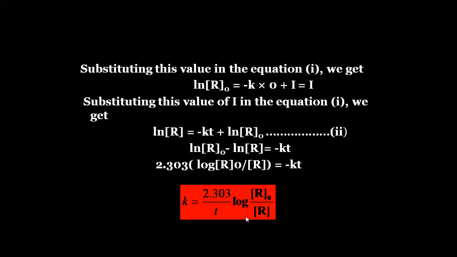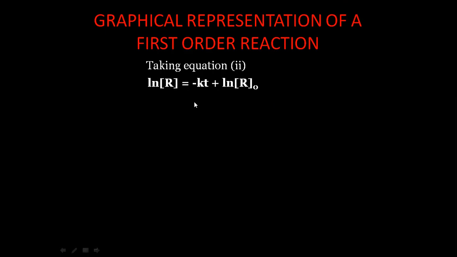That is the expression we call the integrated rate equation, or the value of the rate constant for a first order reaction. Now again, in a very similar way, let us find the graphical representation of a first order reaction. Taking equation 2, let me take the log base 10 form. Converting this, I get log r equals log r naught minus kt by 2.303.